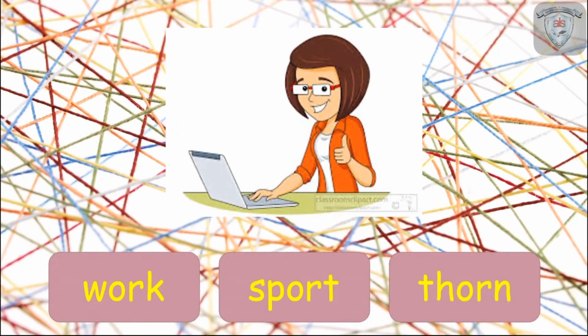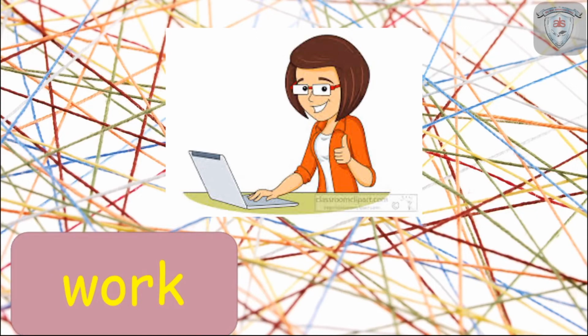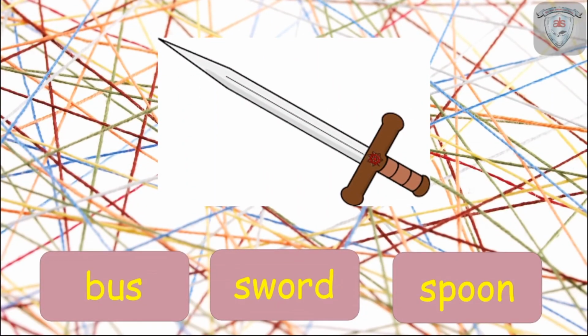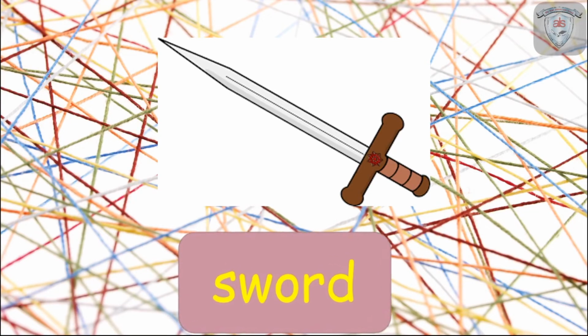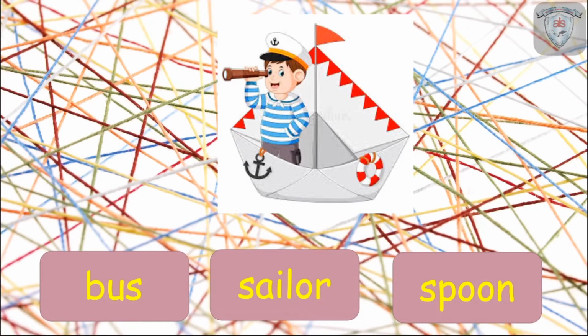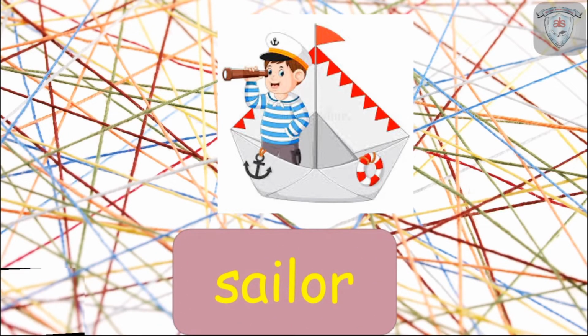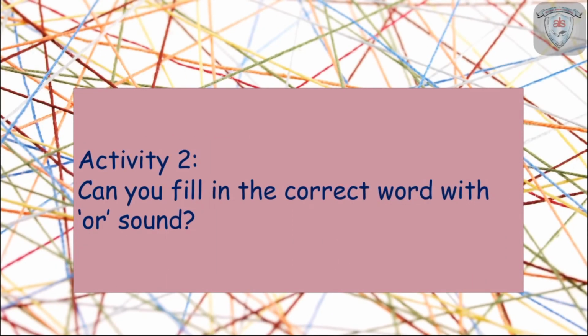Next, what do you think is the answer? The answer is work. Very good. Next one, what do you think is the answer? The answer is sword. Next one. What do you think is the answer? The answer is sailor. Very good.